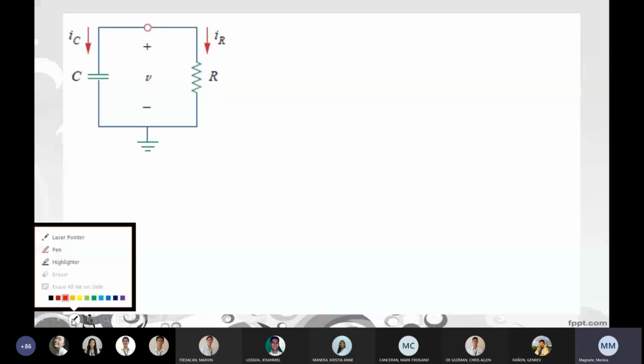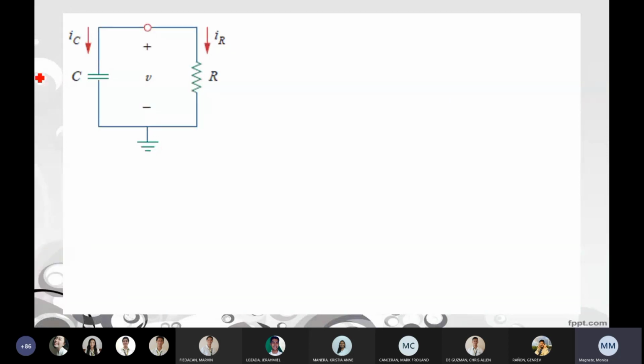Now let us consider this circuit. So we have here the flow of the current IC and the flow of the current IR. So by KCL, you can say that IC plus IR is equal to 0. And from our previous video, we know that our IC is equal to C dV/dt. Okay? And our IR, of course, from our circuit, we have V and R. And by Ohm's law, IR is just simply V over R. Let's just equate it to 0.